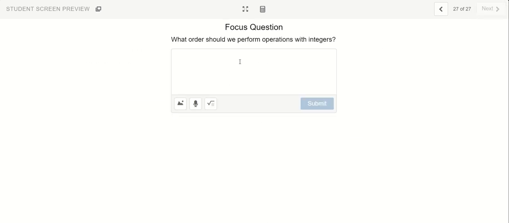So what order should we perform these operations in? We're always going to follow PEMDAS, right? We always start with parentheses, then exponents, multiplying, dividing from left to right, and adding, subtracting from left to right. Okay. Hopefully you found that helpful, and if you still have questions, please let me know.